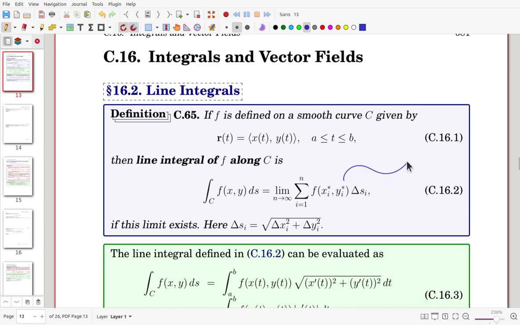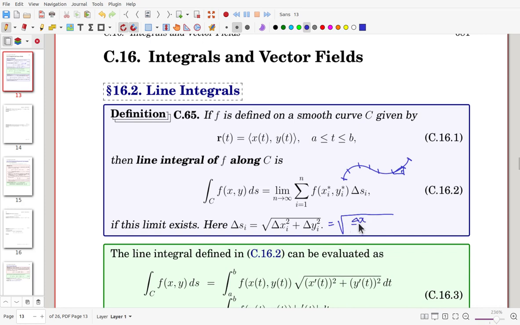Once a curve is given, then we may consider a partition. And now for the ith one, we can find the delta x and delta y. And with this right triangle, by using the Pythagorean theorem, we can approximate the arc length by using the length of the hypotenuse. Okay, so delta s_i is given in this way.